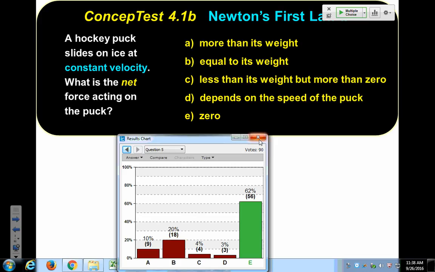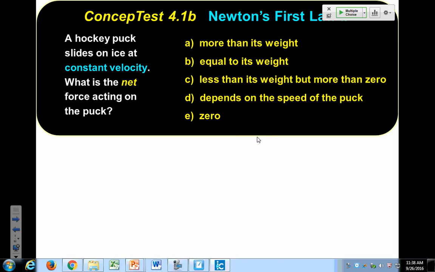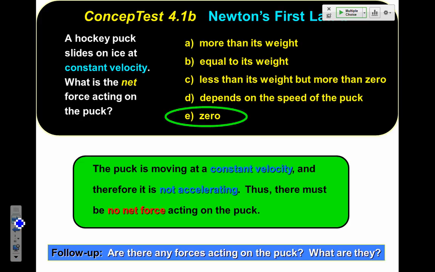Okay, E is the right answer. I know that the net force is 0 because it's moving at a constant velocity. And if it's moving at a constant velocity, that means the acceleration is equal to 0. So since the acceleration equals 0, the net force, which is mass times acceleration, is also equal to 0.